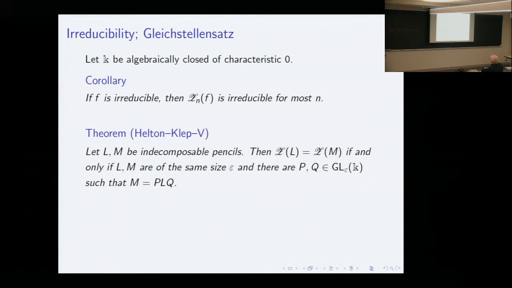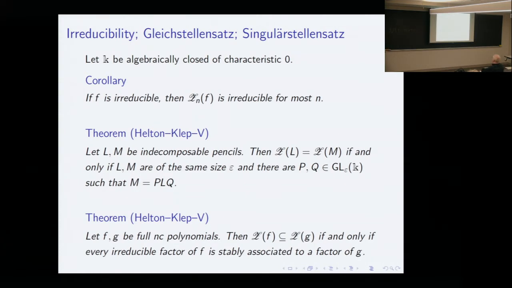And finally, we get a Singulärstellensatz, a version of Nullstellensatz for singularities. Namely, if I take two full polynomials, and again, what's full? Full just means that they don't factor in this trivial way. Then the singularities of f are contained in the singularities of g if and only if every factor of f is more or less a factor of g, up to that equivalence relation that we need to take into account, because you can't live without it. So we get, I guess, as good as it gets when it comes to an answer.